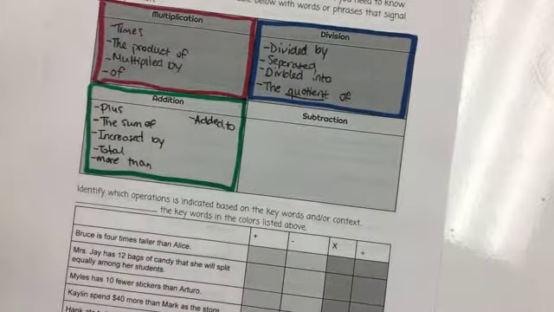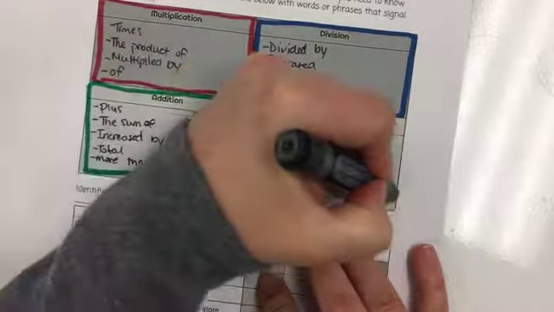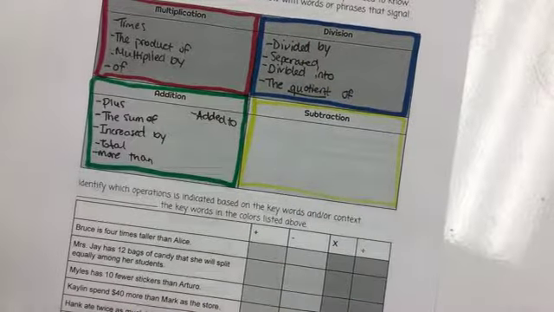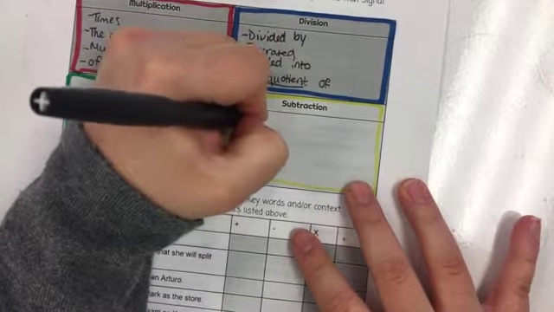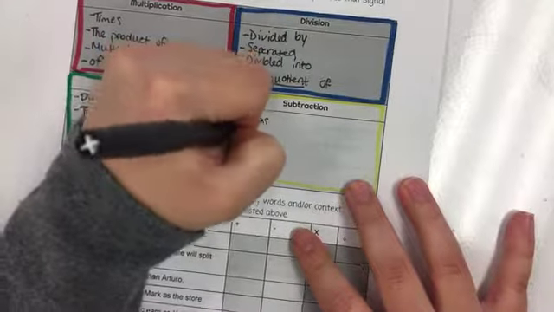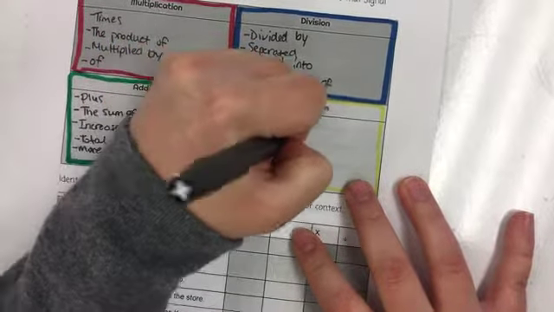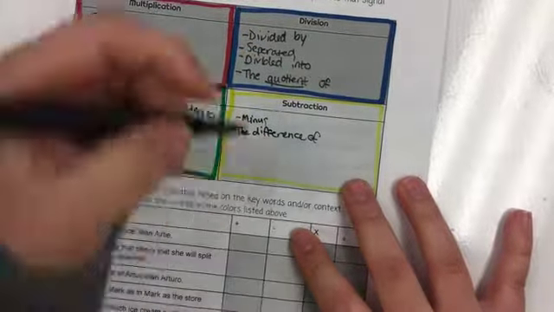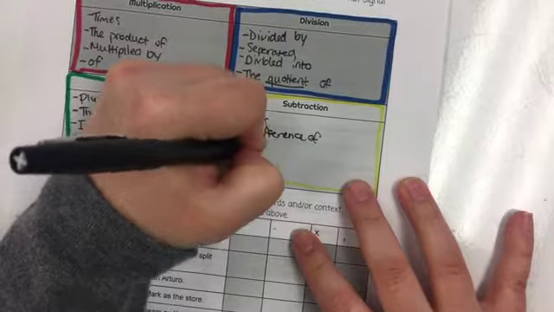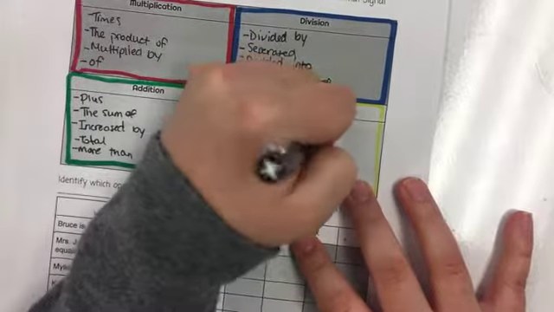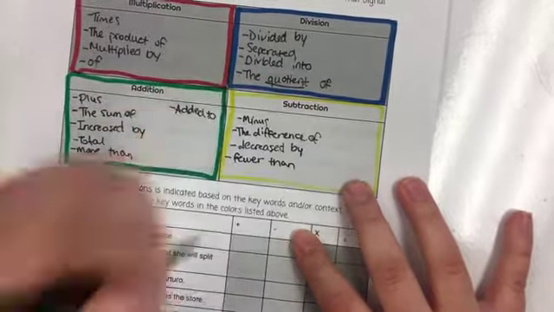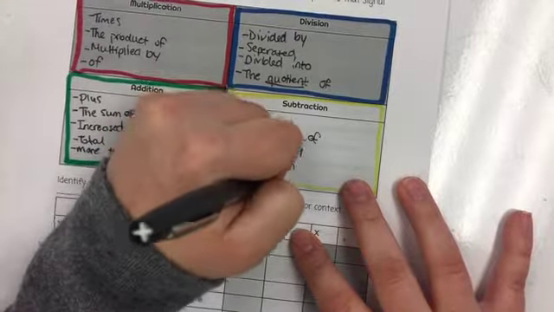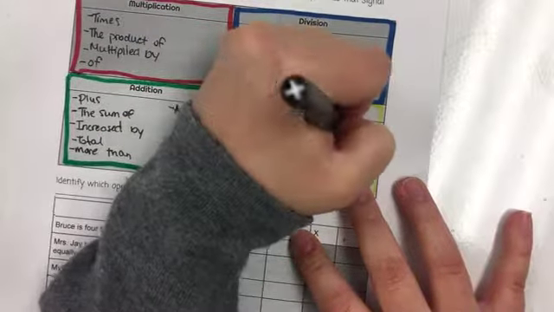And last but not least is our subtraction box. We're going to use yellow to show this box. So go ahead and box or shade in the square with the color yellow. And for subtraction, some of our keywords include minus, the difference of, decreased by, fewer than, less than, subtracted from.